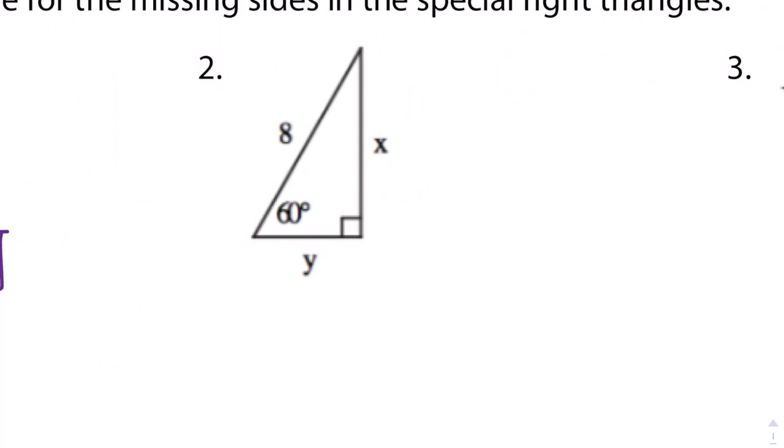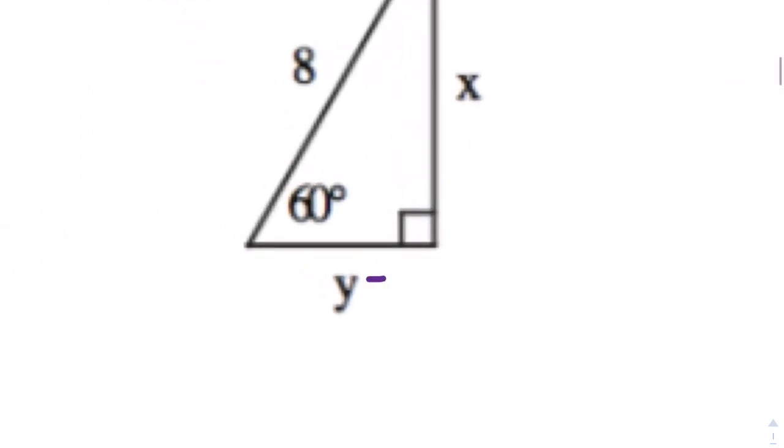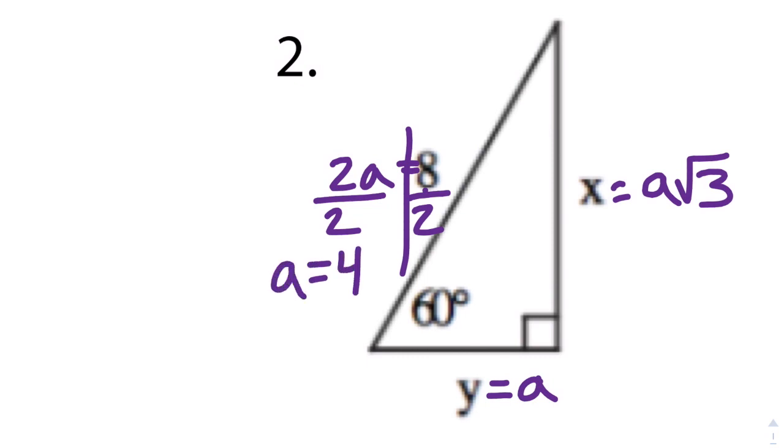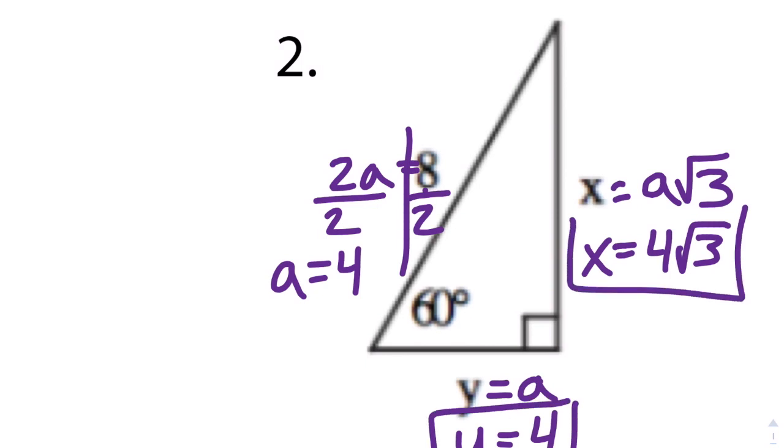Next example, again, start by labeling. So our shortest side is our a. The longer side is a root 3. And then our hypotenuse is 2a. And I'm going to start with this part right here because we have the 8. So I'm just going to solve for a. That's always our first step. If we don't know what a is, we have to solve for a. So we get a equals 4. That means wherever I see an a, I put a 4. So y is 4, and x is 4 root 3.